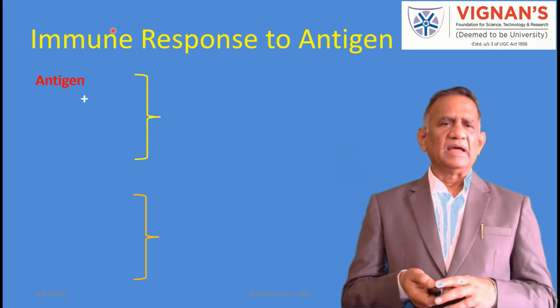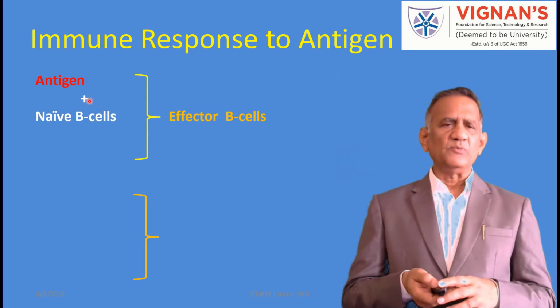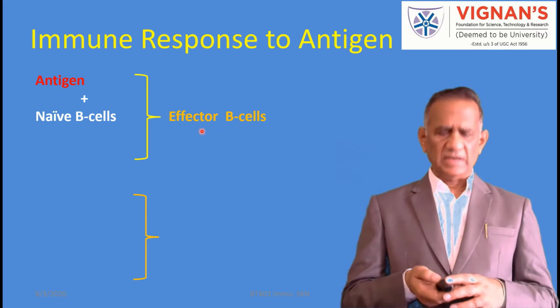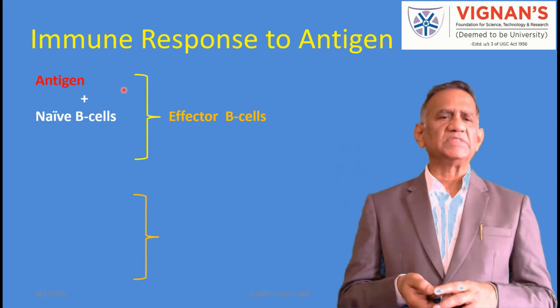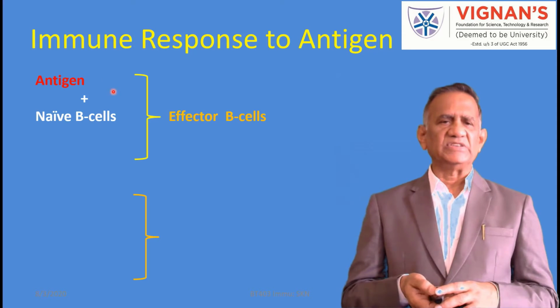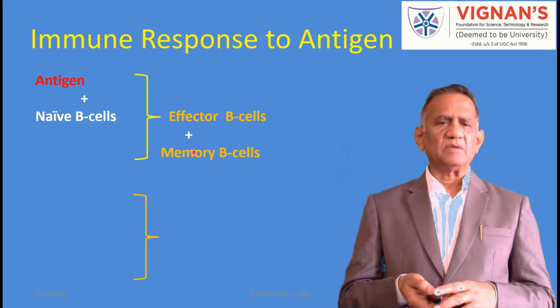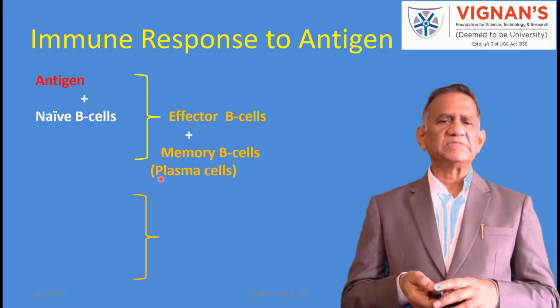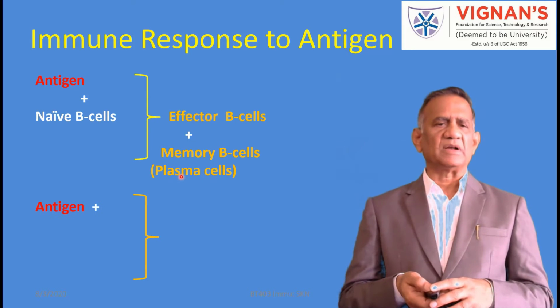If an antigen encounters a naive B cell, an effector B cell is formed. That's what we have been saying. All these immune cells, to begin with, are dormant. They get activated along with the antigen presentation. So an effector B cell is formed. Along with the effector B cells, memory B cells form. And along with the memory B cells, the plasma cell which gives the immunoglobulins.